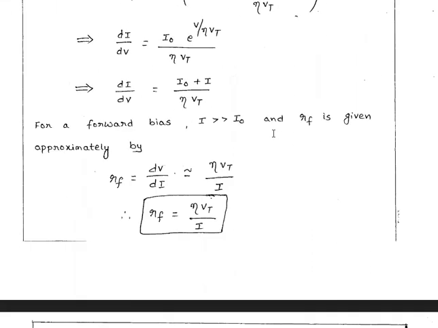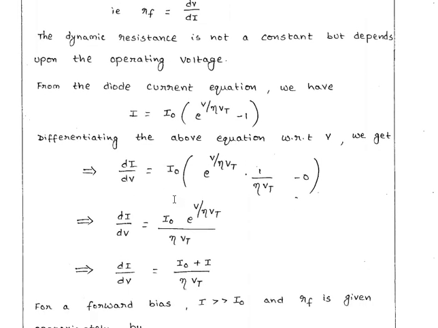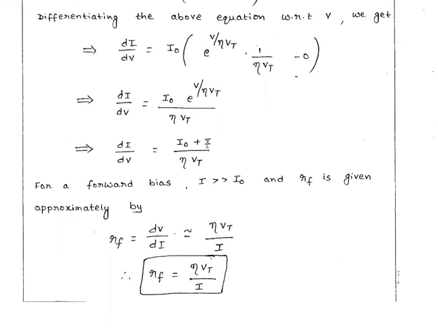Differentiation with respect to V. So from this I'll get dI by dV is equal to I naught e power V by eta Vt, divided by eta Vt. Since I know I is equal to I naught into e power V by eta Vt minus, if I multiply this I naught with this, it will become minus I naught. If I send this I naught to this side, I plus I naught is equal to I naught into e power V by eta Vt.